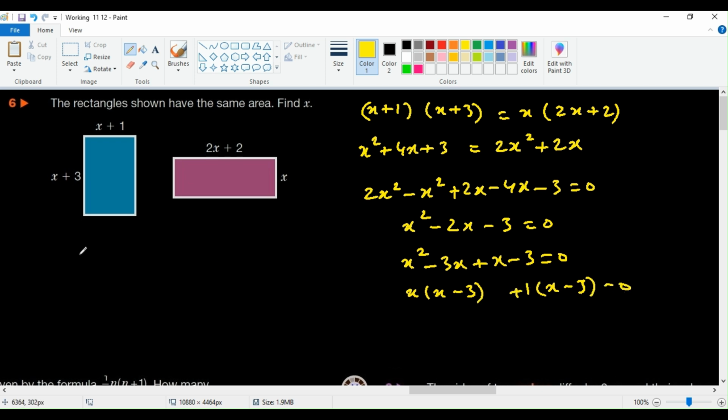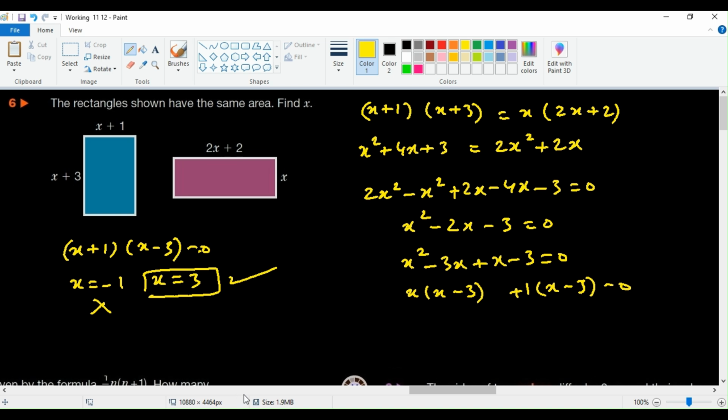So x plus 1 is going to be in the first bracket, and x minus 3 is going to be in another bracket. That means x is equal to negative 1 and x equals positive 3. So positive 3 is going to be the correct answer. This answer we will not take.